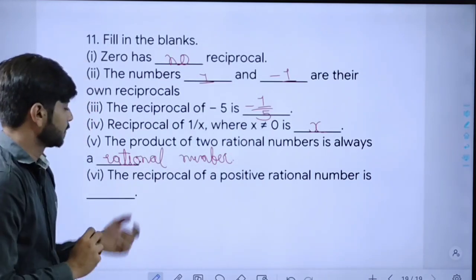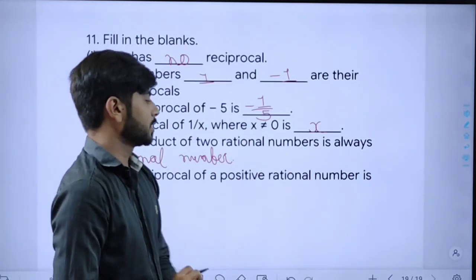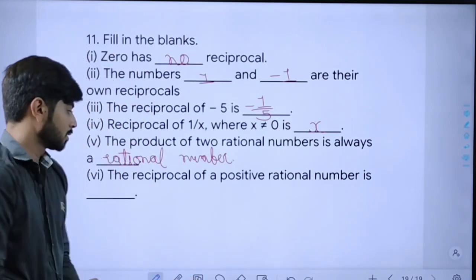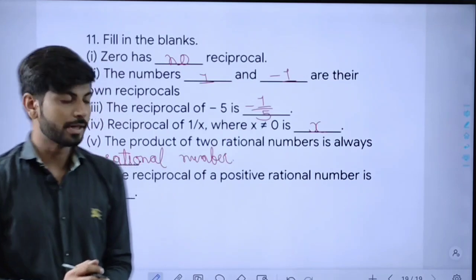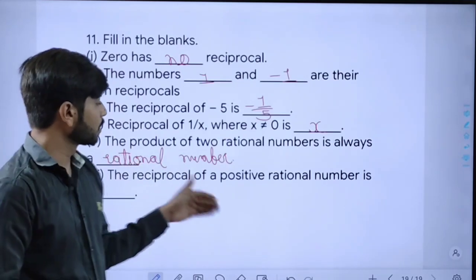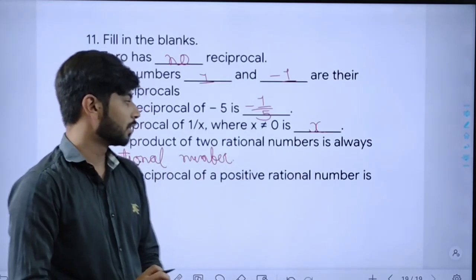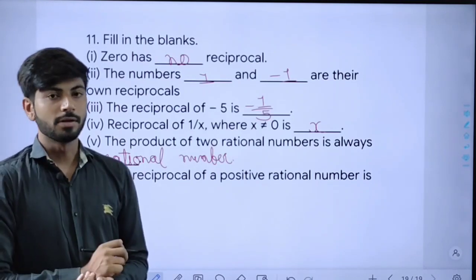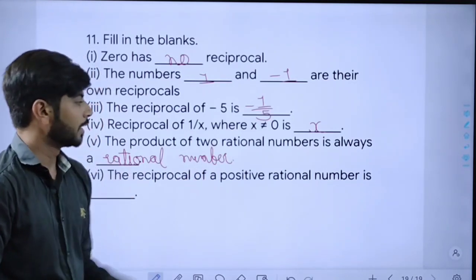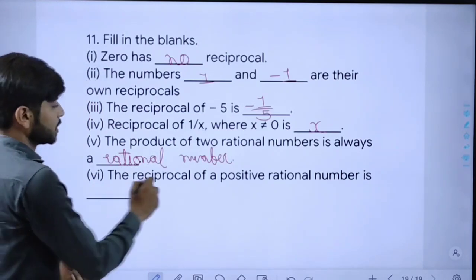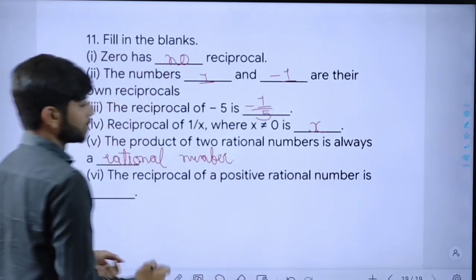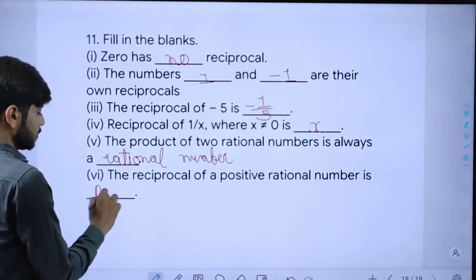Now the last blank, the reciprocal of a positive rational number is, okay, again I will tell you, the reciprocal of a positive rational number will always be positive. If it is a negative number, then it will always be negative. Okay, remember that. So the reciprocal of a positive rational number is positive.